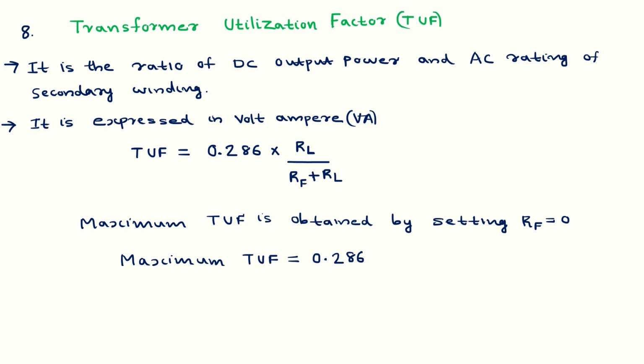So the next question is, what is the maximum transformer utilization factor attained by a half wave rectifier? How to get the maximum TUF? By setting RF equal to 0. That is, the maximum TUF can be attained by using an ideal diode. For an ideal diode, the forward resistance is 0. So setting RF equal to 0, you will get the maximum transformer utilization factor equal to 0.286.